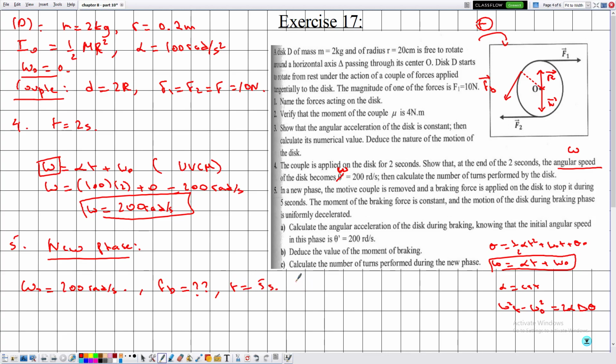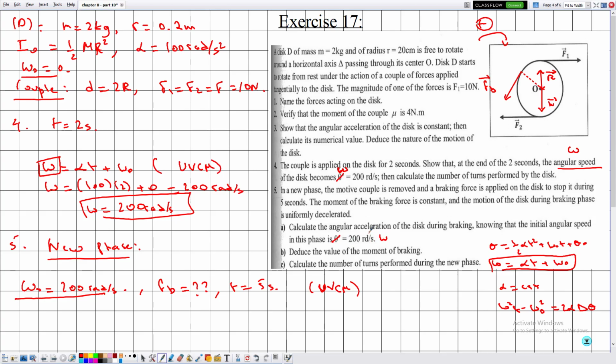The moment of the braking force is constant, and the motion of the disk during the braking phase is uniformly decelerated, which means also here we are in the case of UVCM. Calculate the angular acceleration of the disk during braking, knowing the initial angular speed in this phase, which is this. Later on I will explain why it's denoted by theta prime. Now let's take it to omega.